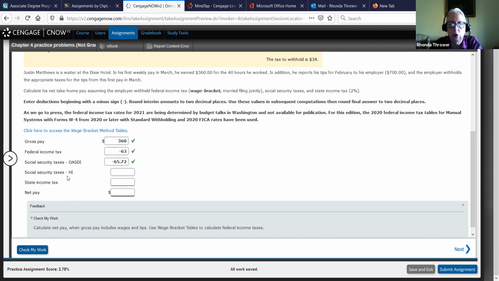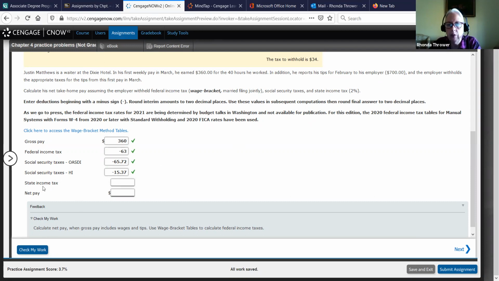For your Social Security taxes, HI portion, you do it basically the same way. You take the $360, add the $700 to it to get $1,060. Then we're going to multiply that by 0.0145, just like you did in the last chapter, and that will give you a deduction of $15.37. You have to put the minus sign in there for this to give you the correct amount.